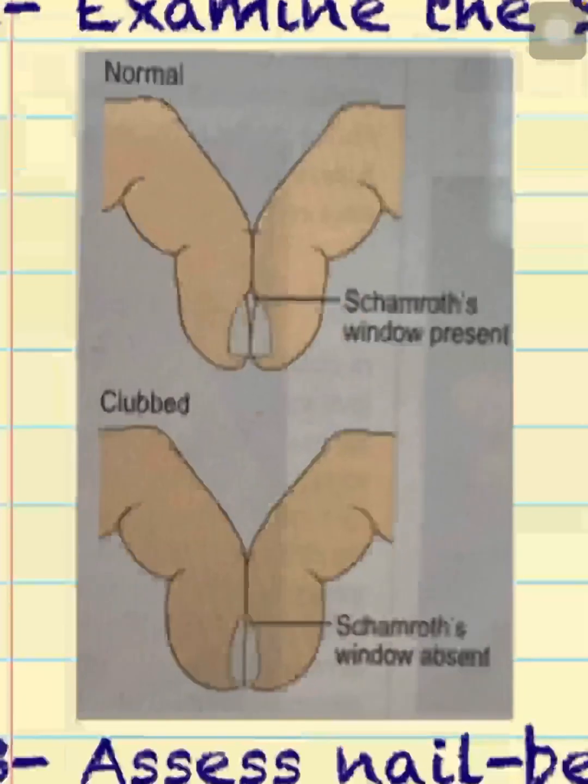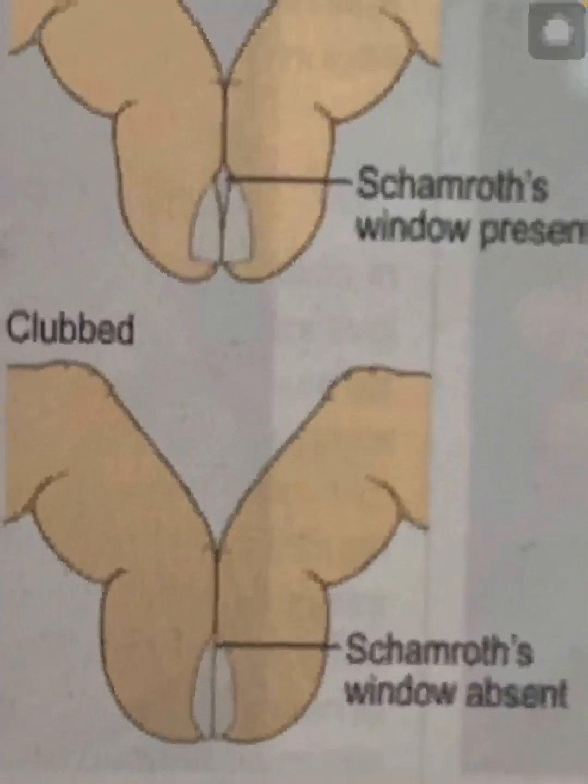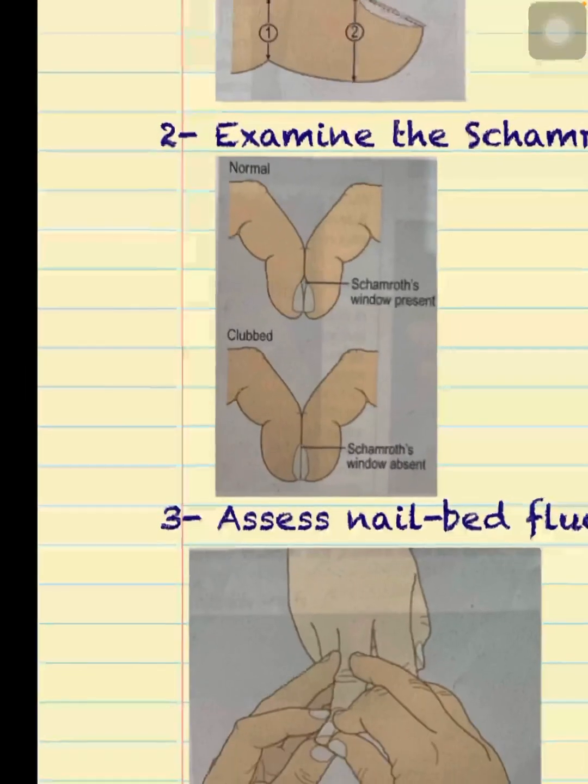Now, in clubbed patients, this window will be absent, so we will not see a gap between the fingers, and this is called Shamroth's window absent.